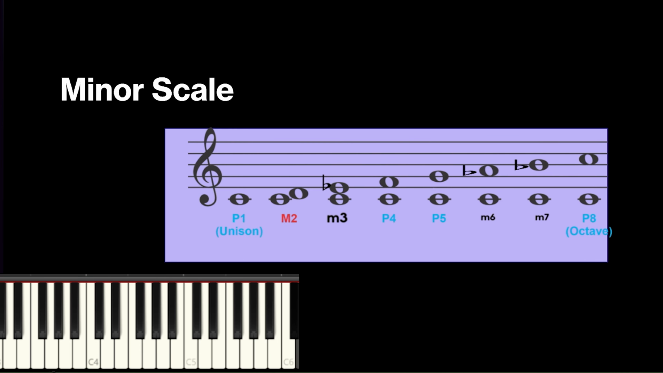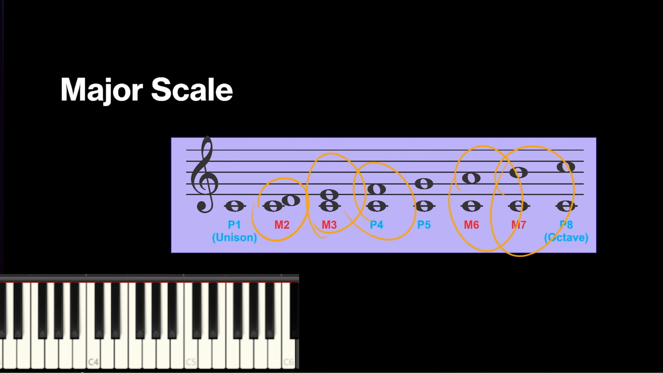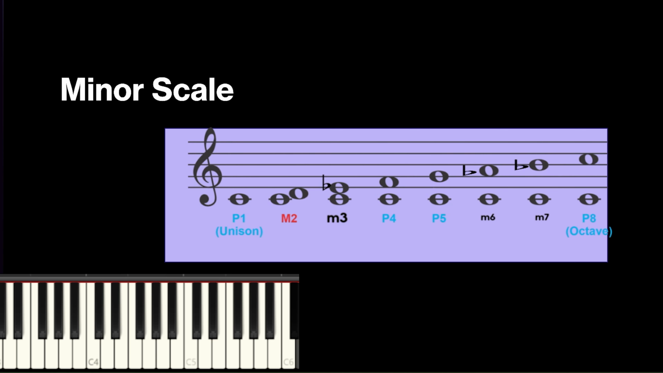So let's go back to our other one. So this is the major scale. Major second, major third, perfect fourth, perfect fifth, major sixth, major seventh, octave. And so here we have unison, that's just our first note. And then we have major second, minor third, perfect fourth, perfect fifth, minor sixth, minor seventh, perfect eighth.